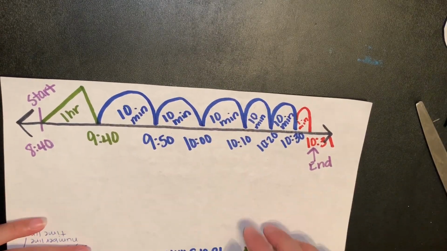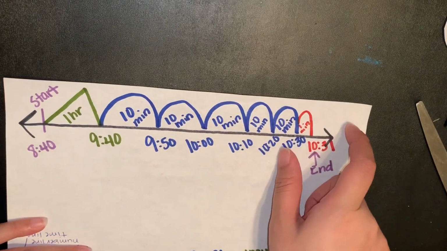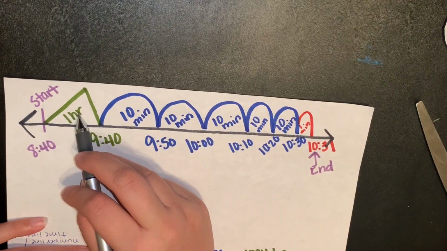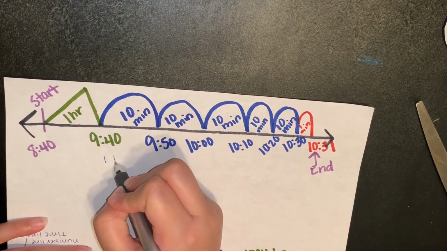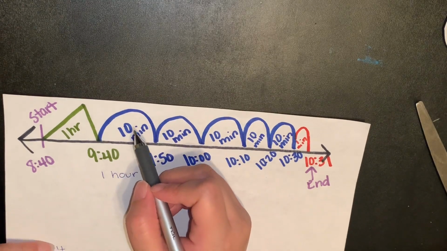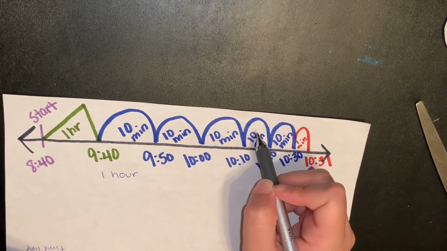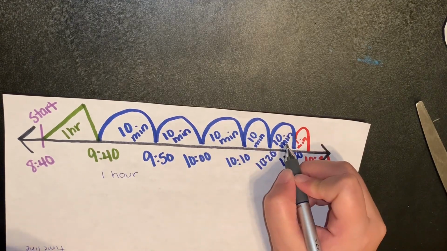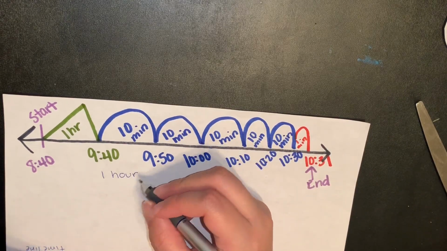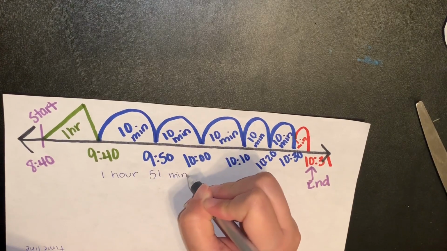Now we still don't know how much time has elapsed, so I'm going to count and add up all the time I used. So I used 1 hour. So I write 1 hour. Then I count the minutes. 10, 20, 30, 40, 50, 51. So how much time has elapsed? 1 hour and 51 minutes.